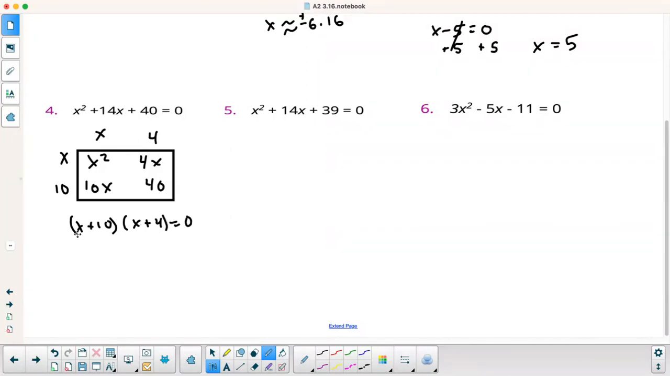So this step here would be factor, but then if I set each one equal to 0 and make two little equations, I'm going to minus 10 from both sides, minus 4. Those are your answers. All right, so I'm going to go back to my list here.